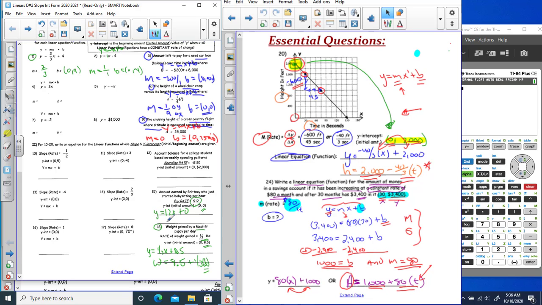And another way to interpret that might be maybe E for her earnings, or B for Brittany if you like, is equal to $12 per, and in this case you might want to use H for hours, or you could always use T for time.